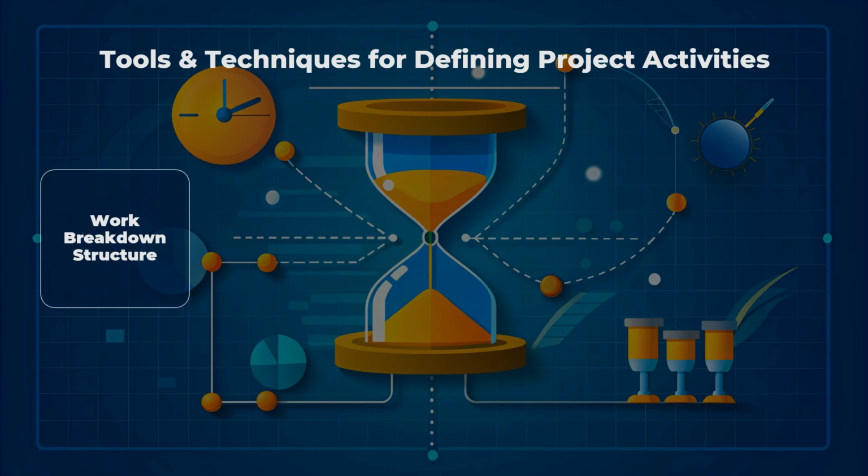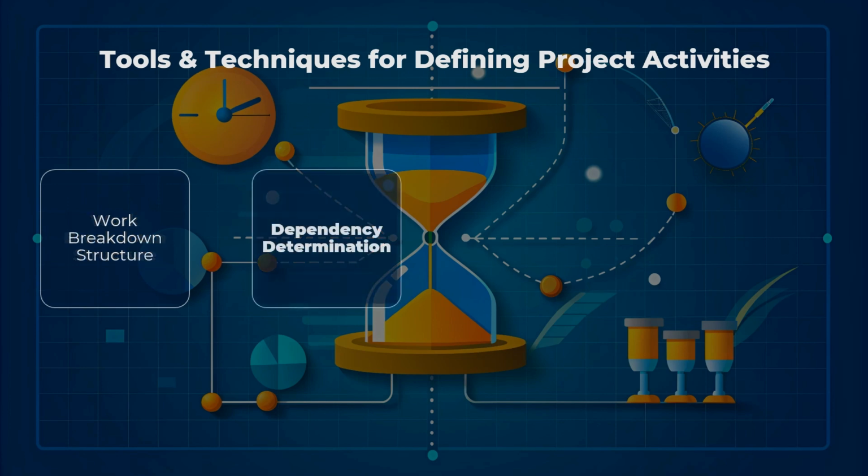Purpose: it breaks down the project into smaller, more manageable components or work packages. Benefits: the WBS helps in organizing and defining the total scope of the project, making it easier to assign tasks, estimate resources, and track progress. The next technique is dependency determination.